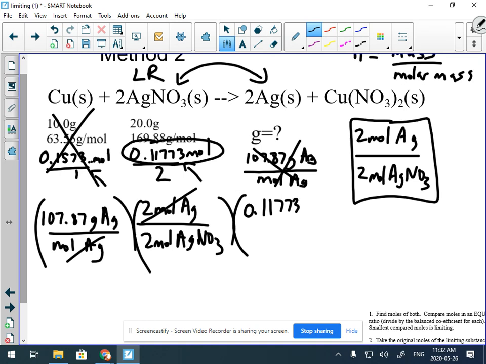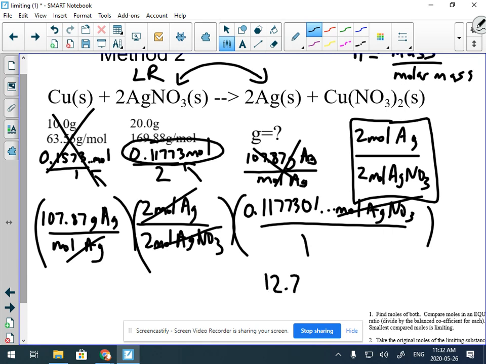Now I probably should use the whole number on my calculator to make sure I'm really accurate. And it's done. Look, it's a little shortcut. Because we've calculated moles, we don't need to use the molar mass to cancel it out. We've already got the moles of silver nitrate. And we're done. So now I just need to calculate that all out. And I get 12.7. That's my final answer. So I make 12.7 grams of silver.